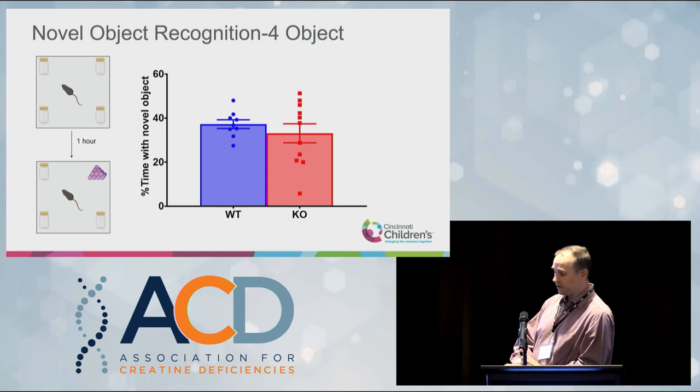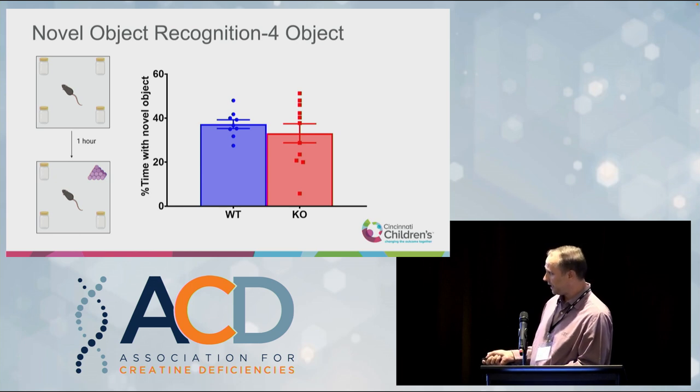Next we go to novel object recognition. In this task, we put the animals in an arena. We let them acclimate to the arena for a couple of days. Then on the test day, we present them with 4 identical objects. We let them explore the chamber for 10 minutes, getting an idea of what these objects are. After an hour, we take them out, and then we put them back in with 3 identical objects.